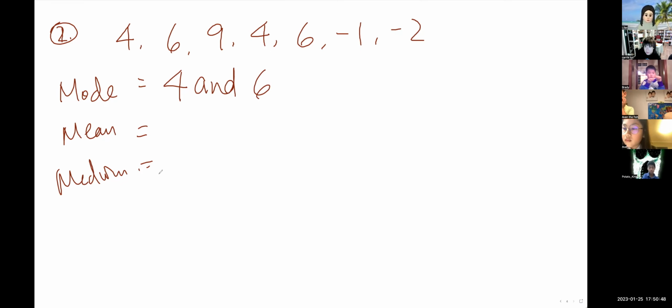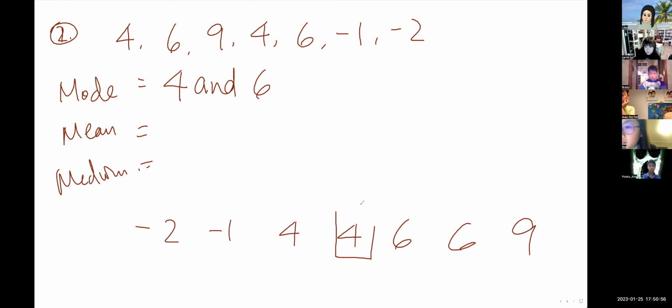So let's take a look at the median. Okay, so -2, -1, 4 and 4 and 6 and 6 and 9. So what is the median? The median is 4. Okay, very good. So Ryan, good job. Everything is right, but just the mean.